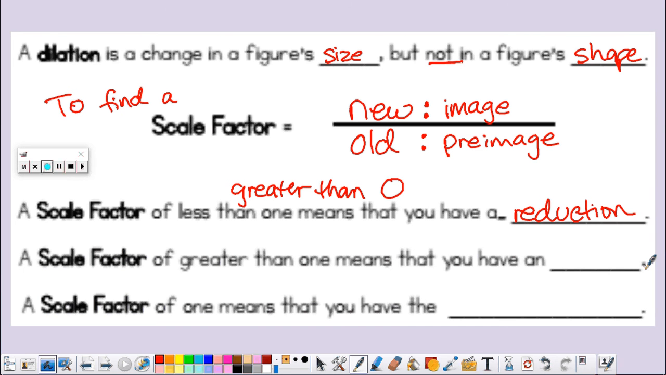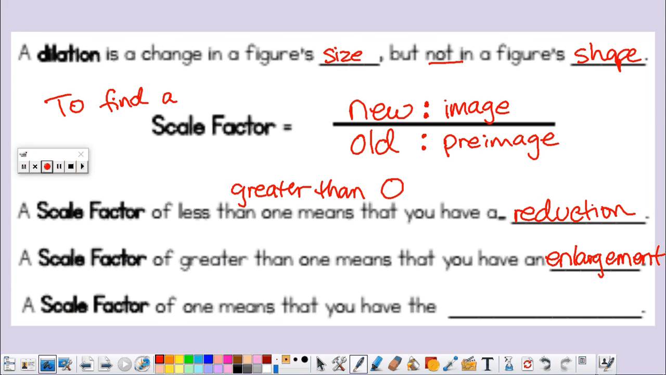So a scale factor of less than 1 and greater than 0, then you're going to have a reduction. Okay? Then number 2, a scale factor of greater than 1 means that you're going to have an increase or an enlargement. Very good. Enlargement. Okay? So if you have a number that's greater than 1, you are going to have a scale factor of 6, 10, 100, 1,000, 2.5. Okay, then that means you're going to have an enlargement.